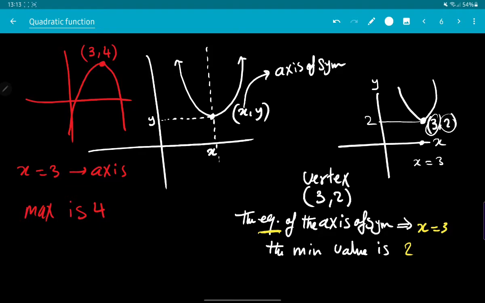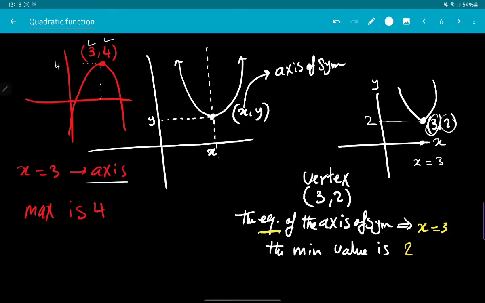For example, the red one here, the vertex is 3 and 4. So x equals 3 is the equation of the axis of symmetry. And the maximum point is 4. So this is the axis of symmetry and this is the maximum or minimum point. Why should it be the maximum here? Because the graph is going up, then it goes down again. So this is the maximum point it reaches.